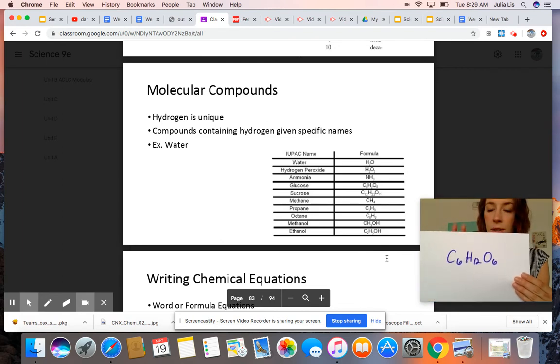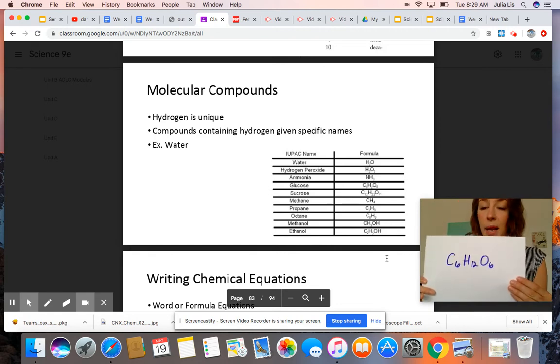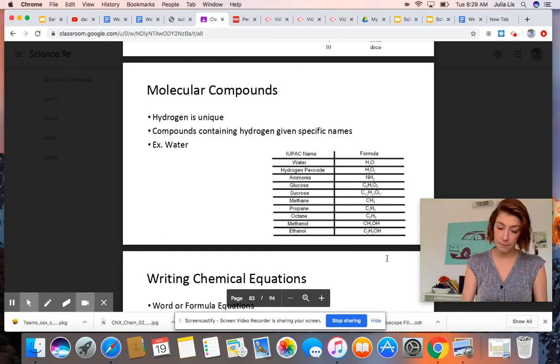And you notice that there's the hydrogen thing. So because it has a hydrogen, oxygen is a nonmetal. Oops. Carbon's a nonmetal, hydrogen's a nonmetal, oxygen's, they're all nonmetal. So it's a molecular compound. But because of this hydrogen, it has a special name. And that special name is glucose.